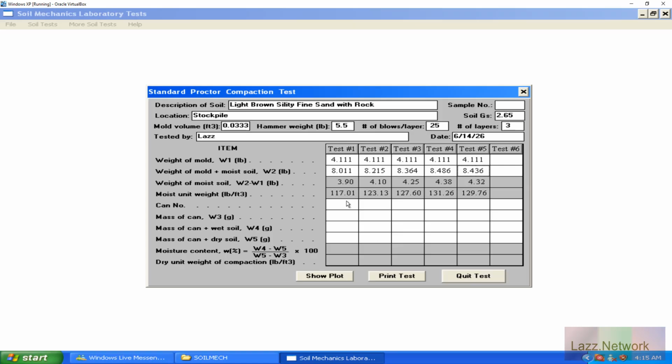Okay, so you have can number or tare number. We've gone through this before from all of our software programs. Your can or tare number is whatever is written on your tare, so you can identify it. Because as you can see, we got 5 tests, so that means we're going to have 5 pans or bowls or whatever oven-safe containers that are going to hold these soil samples and go in our oven.